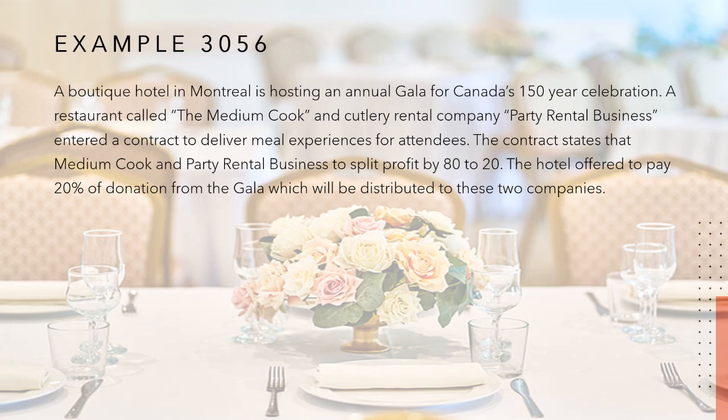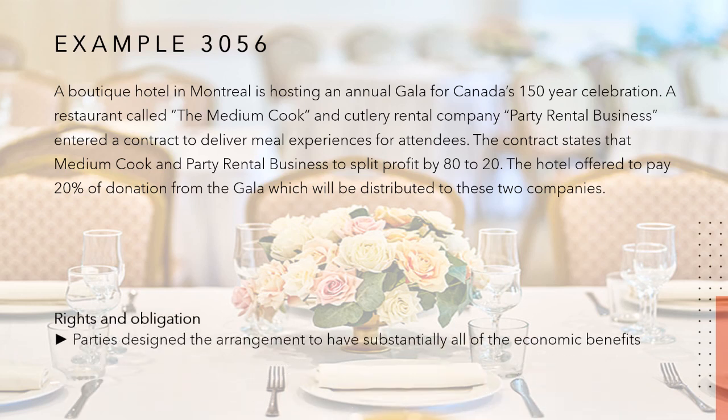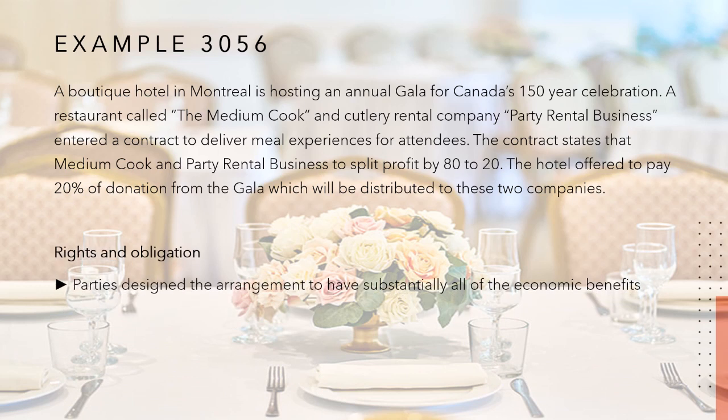We can also consider the classification for the type of joint control. The second criteria, parties design the arrangement to have substantially all of the economic benefits. The rights and obligation criteria is met. Both Medium Cook and Party Rental Business can record revenue on an agreed share basis in the income statement.